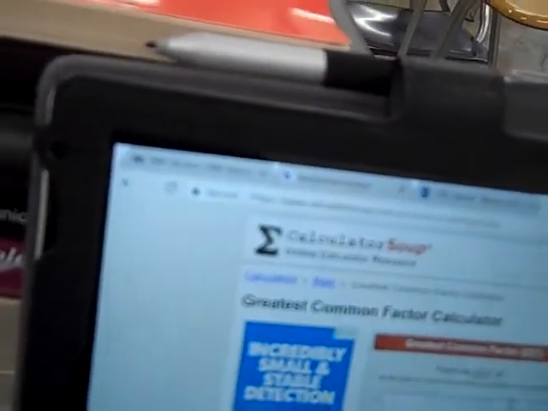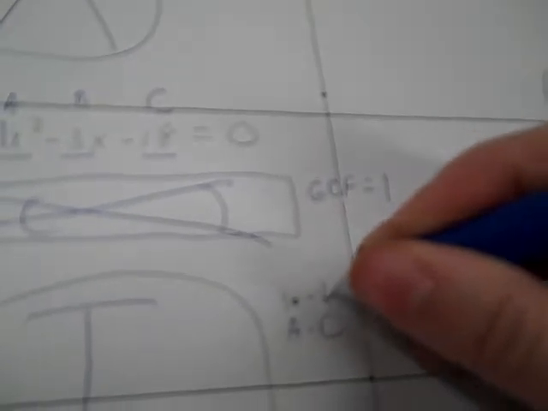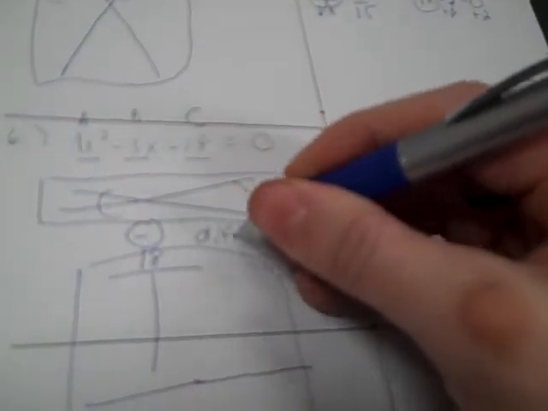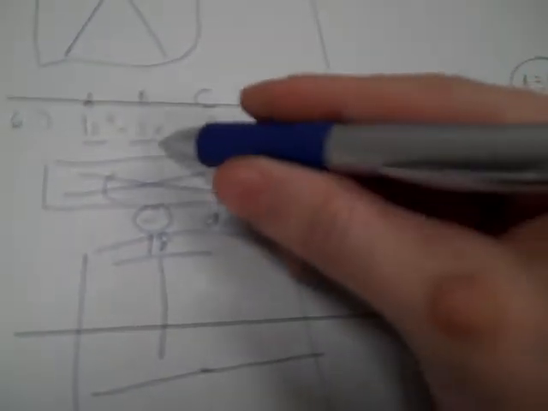Okay, so GCF, do I have a negative in front? I don't. Do I have x on everything? No. And if I go 1, 3, 18 into that GCF calculator, it gives me positive 1, so get that out. Okay, now I go ABC, and I always take A times C. So A is positive 1, and C is negative 18. Now that gives me a negative up here. So if it's a negative up there, it's a difference that needs to equal 3.